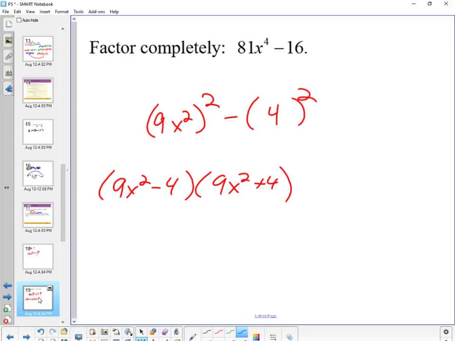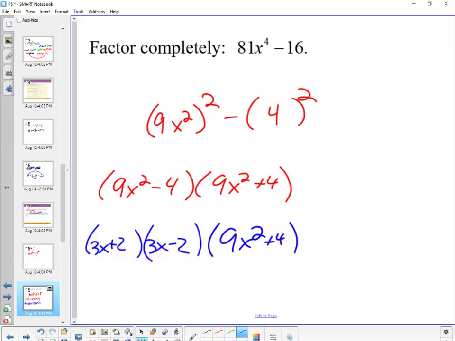That's also two squares, isn't it? Let me try this real quick. That could be 3x plus 2, 3x minus 2. Do you see it? Now, and of course the last part, what would that become? 3x plus. There's a plus between them, so it just is. Oh, I never understood that.